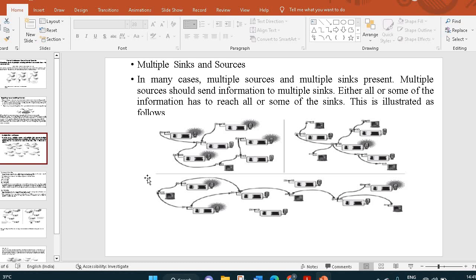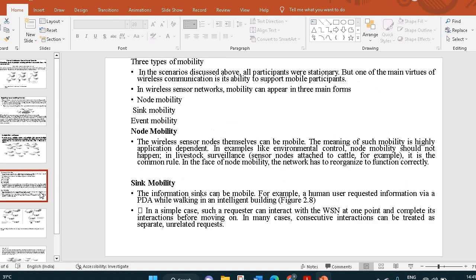Multiple sinks and sources. In many cases, multiple sources and multiple sinks are present. Multiple sources should send information to multiple sinks. Either all or some of the information has to reach all or some of the sinks. This is illustrated as follows. Then, three types of mobility.